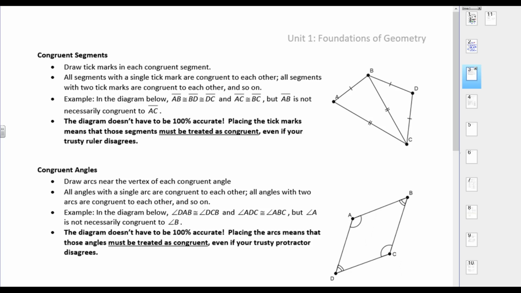So we can even mark congruency on a diagram. We use tick marks to denote congruent segments. All segments with a single tick mark are congruent to each other, and all segments with 2 tick marks are congruent to each other, and so on and so forth.